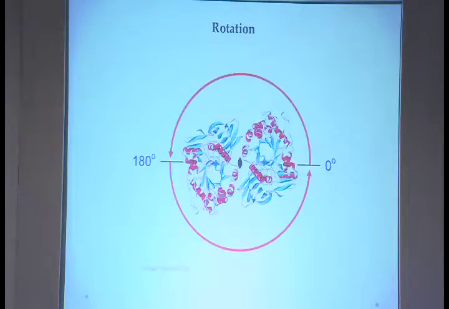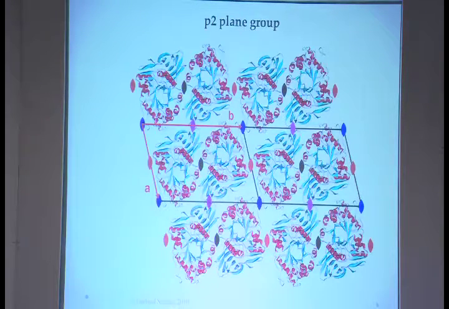When we talk about rotation in a plane, this is an example with a TIM barrel protein. For a two-fold rotation, you rotate about the center, and you regenerate the same object. Now, if you take this combination, your molecule and then it rotated by 180 degrees, and you translate it in 2 dimensions, then you start getting what is called a P2 plane group, and in addition, you start generating newer symmetry axes.